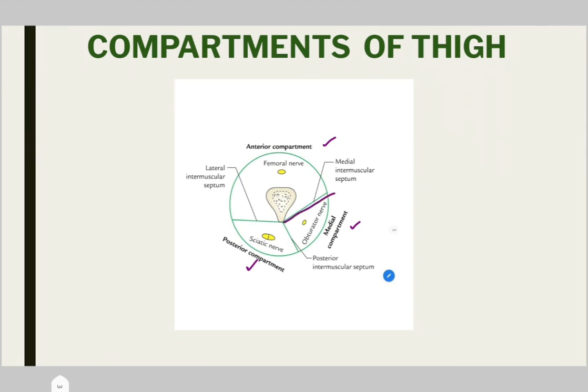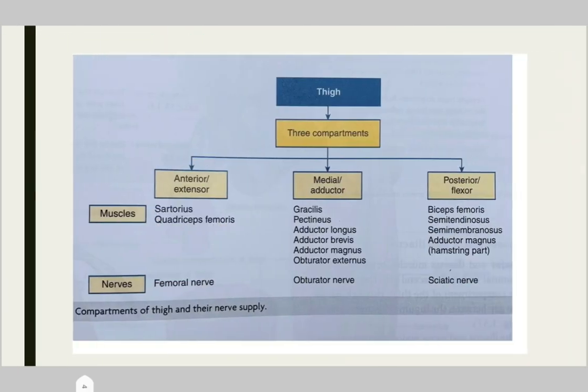Anterior and medial are separated by the medial intermuscular septum. Medial and posterior are separated by the posterior intermuscular septum. Anterior and posterior are separated by the lateral intermuscular septum. So today our topic of discussion is going to be the medial side of the thigh. That is what is given here in the form of a flowchart.